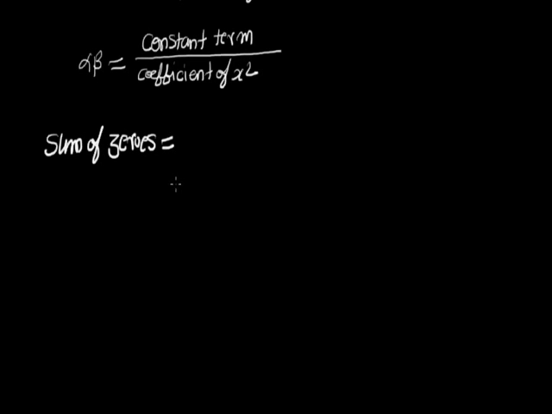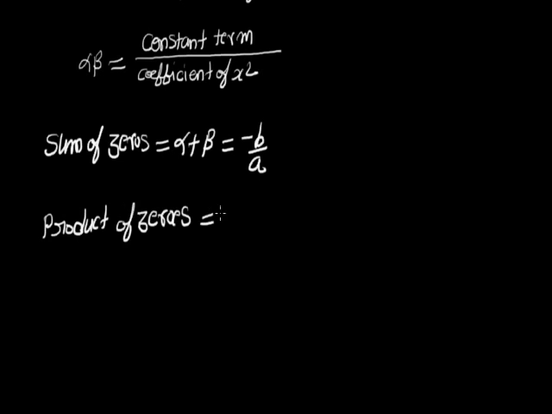Sum of the zeros is alpha plus beta, which is equal to minus b upon a. And the product of the zeros is alpha into beta, which is equal to c divided by a. Okay, so we have derived two very important results.